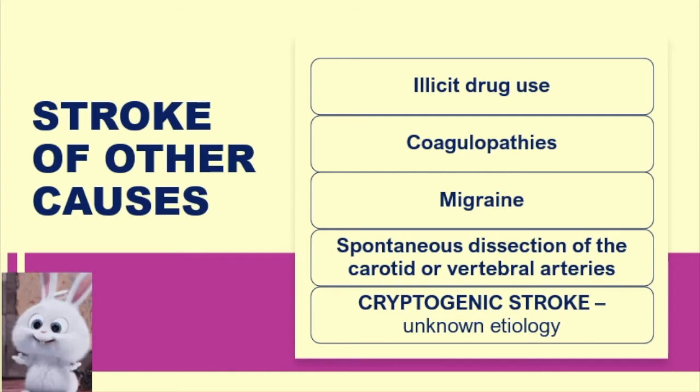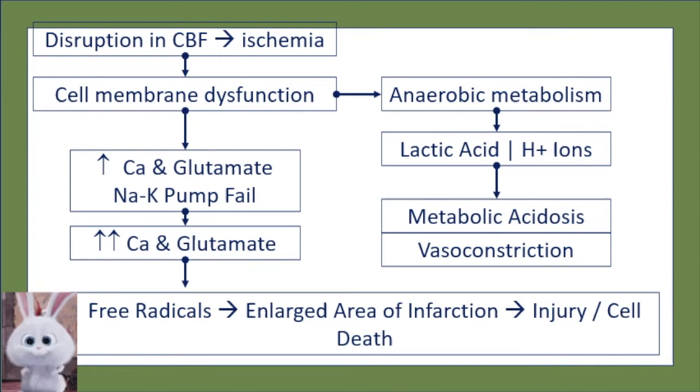Then cryptogenic stroke, class, are strokes with unknown etiology. The term is cryptogenic. Now, what happens in your stroke? Once there is disruption, class, in your cerebral blood flow, ischemia would occur. Because of the ischemia and the disruption of cerebral blood flow, cell membrane dysfunction would happen. Once there is cell membrane dysfunction, there will be anaerobic metabolism. Because of the anaerobic metabolism, it would result in the production of lactic acid and hydrogen ions.